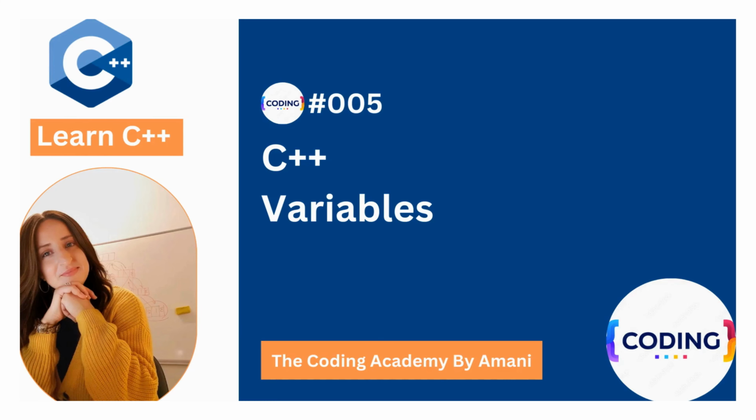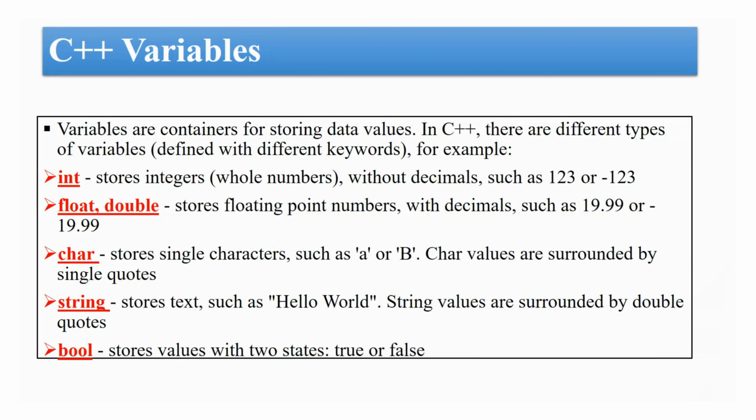So, let's start. What are variables? They are containers for storing data values. If you want to store some values, you have to store them inside a variable. In C++, there are different types of variables defined with different keywords.